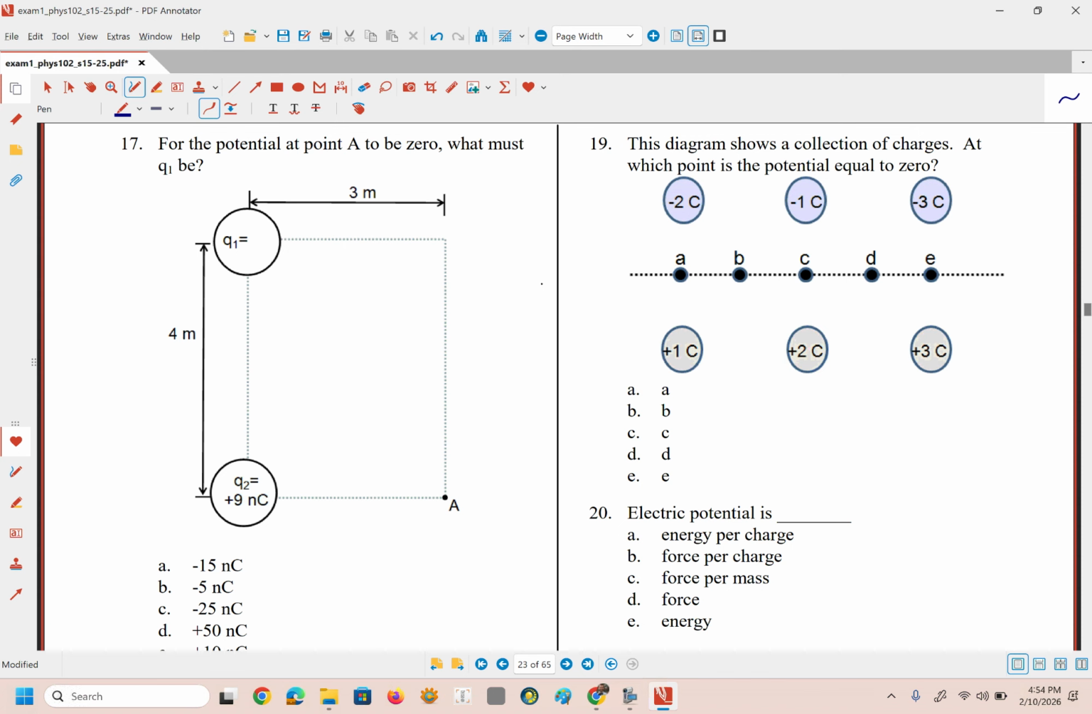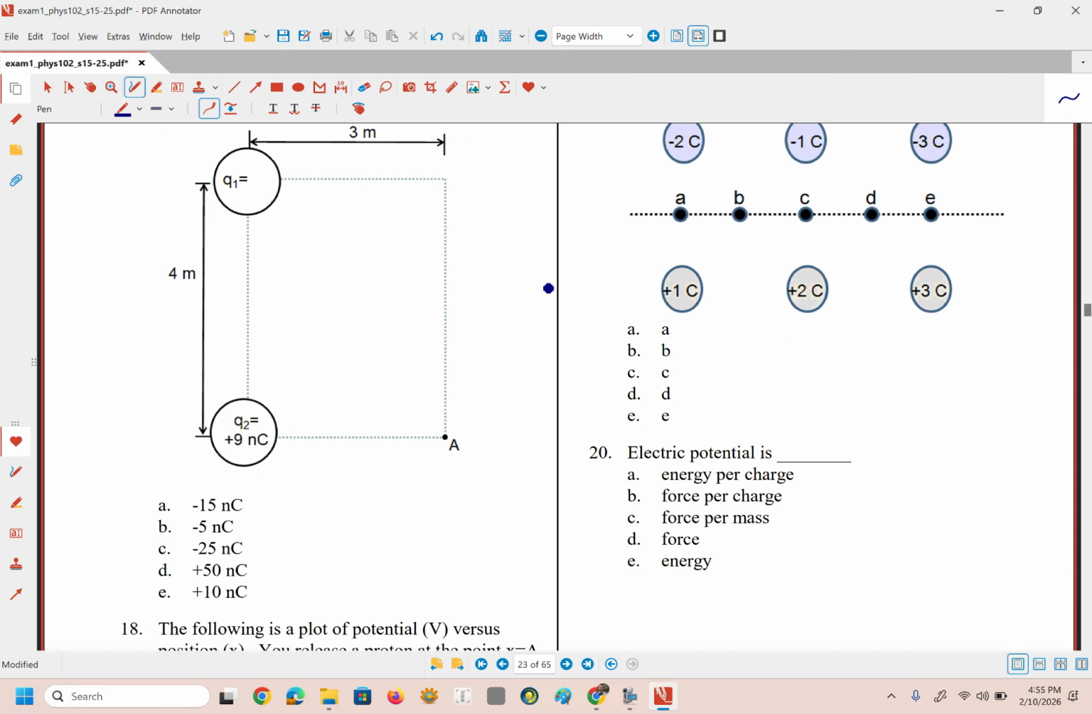So I want to know what must Q1 be to make the potential equal to 0. First of all, I know that Q1 has to be negative because Q2 is positive, so I can get rid of D and E. One is positive, one is negative, and for them to equal 0, they have to be opposite. Then I could just say that V1 has to equal V2. In order for the potential here to be 0, the potential due to that charge has to be equal and opposite to the other, right?